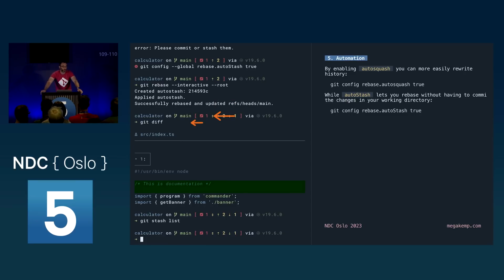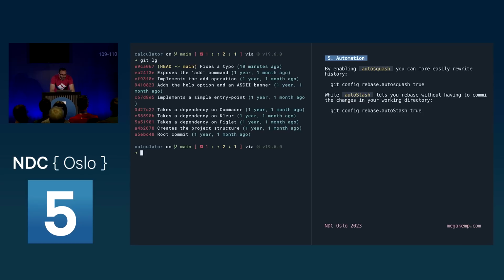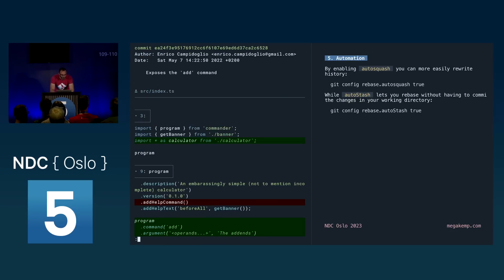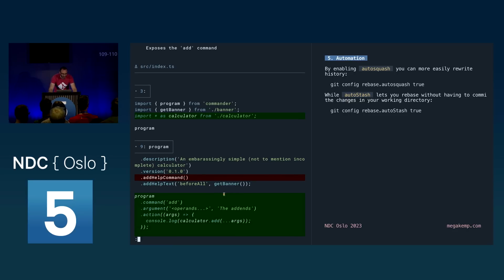So that's really useful. And also, if we look at the history, we see that our fixup commit is gone. It was the latest one. Now it's been incorporated into this. So let's take a look at how this looks. And you see that it says the addend. So it looks like I wrote that from the beginning.